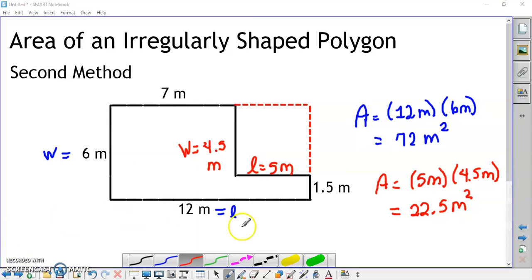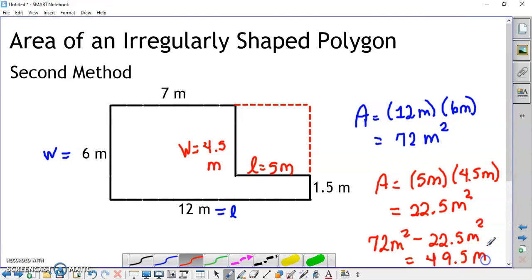Now we need to subtract: 72 meters squared minus 22.5 meters squared equals 49.5 meters squared, which is exactly the same amount that we got by doing it the other way.